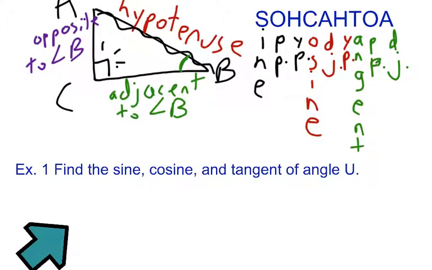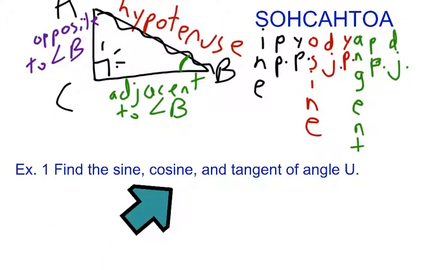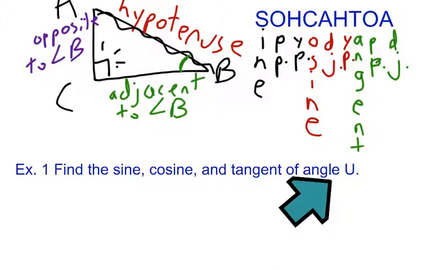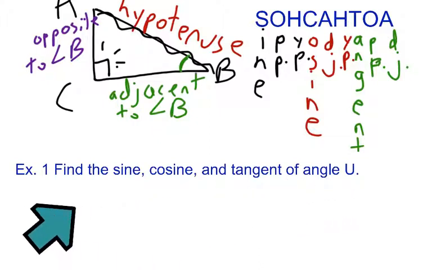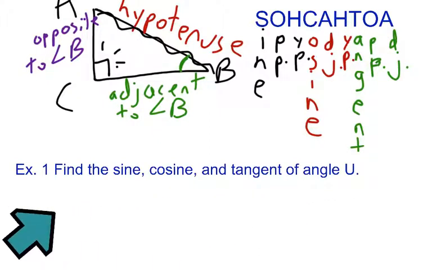All right, now that we've learned that acronym, let's go ahead and try to apply it. So example 1, find the sine, cosine, and tangent of angle U. All right, I need you to draw this triangle with me. We're going to draw triangle UNC.